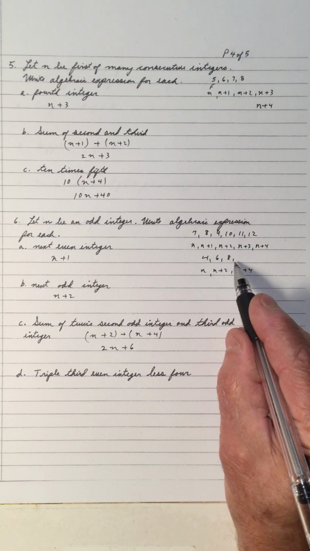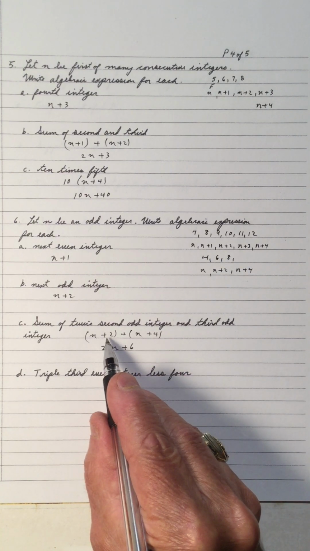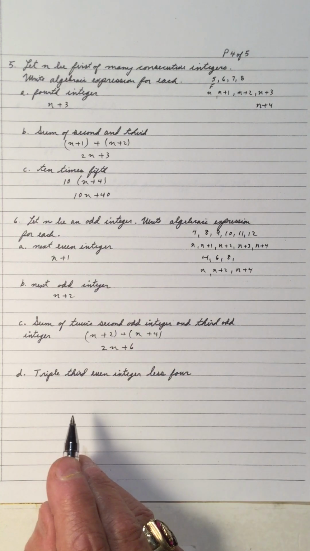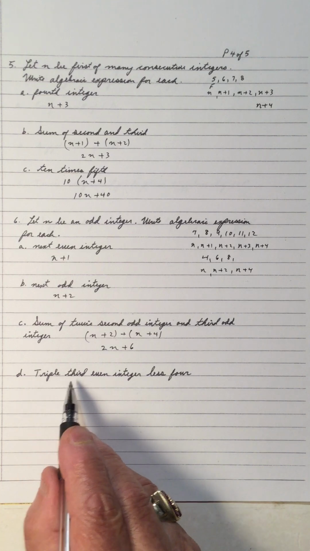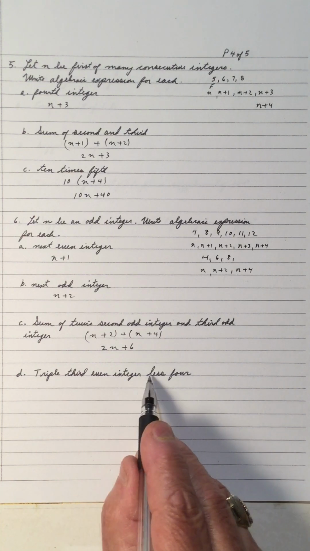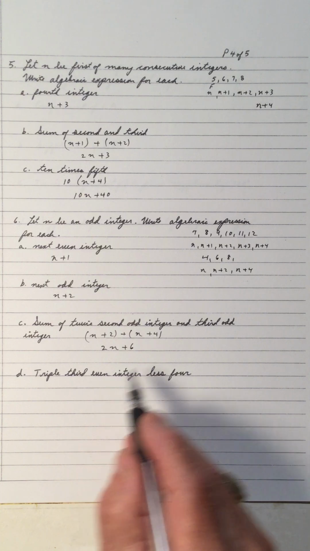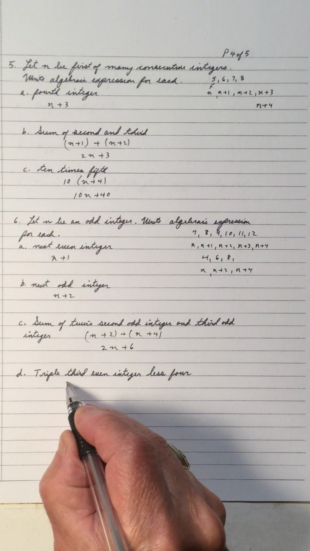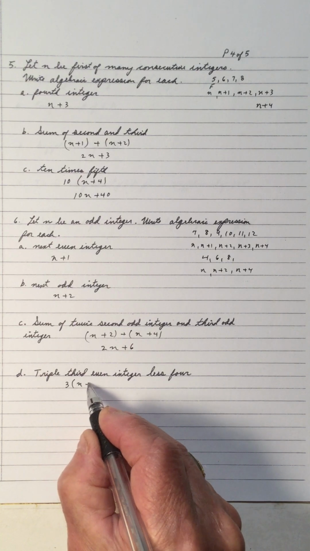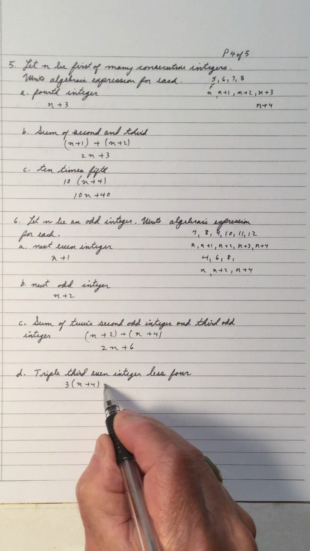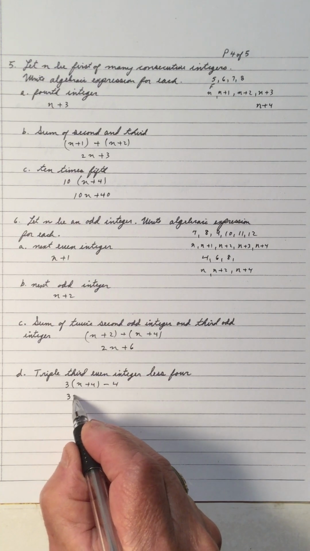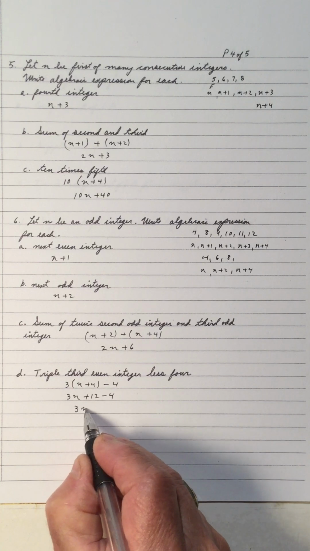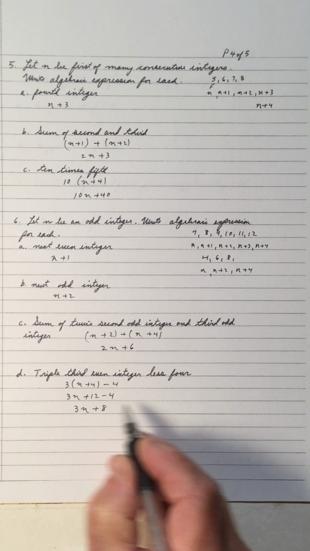And I write down some numbers to check it out. So that's the second one, and that's the third one. And there's the simplified form. Triple the third even integer less 4. The third even integer. So it's n, first, second, third. So it's triple the third one, which is n plus 4, less 4. So that's 3n plus 12 less 4. So 3n plus 8.